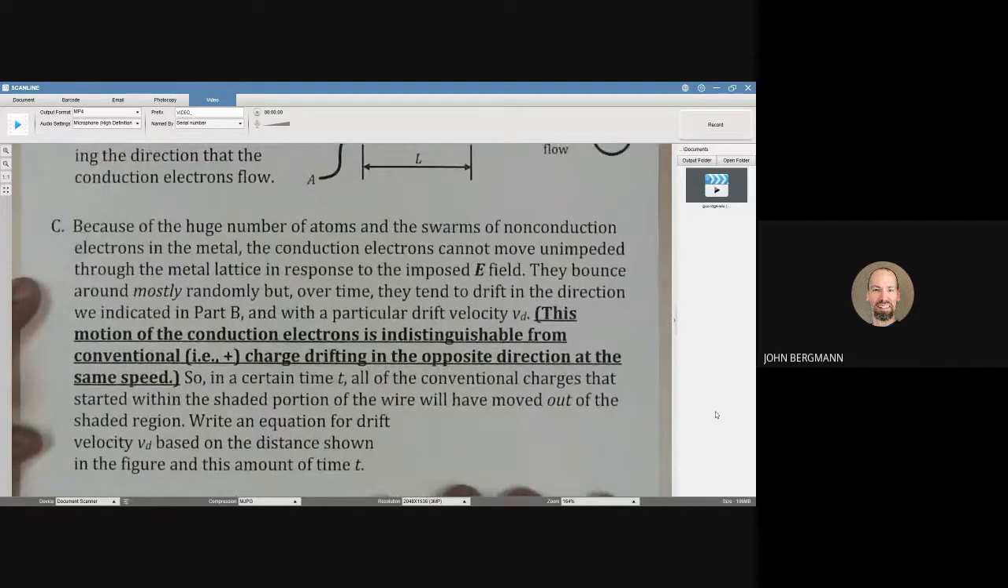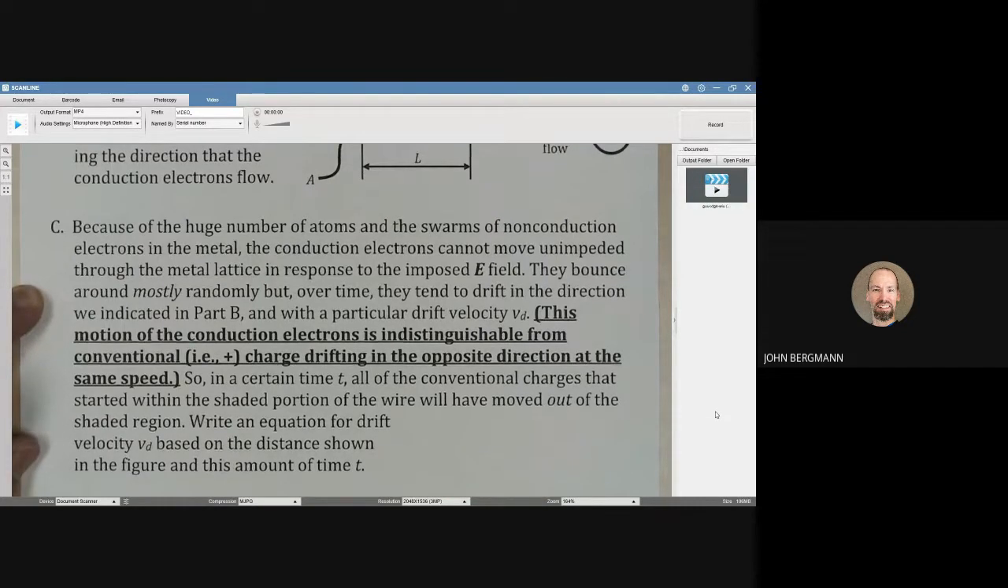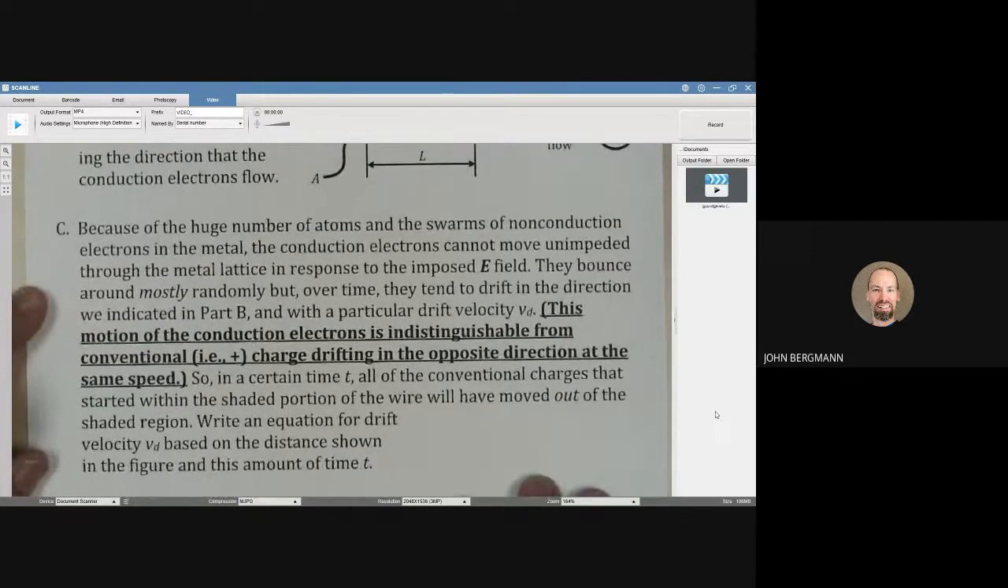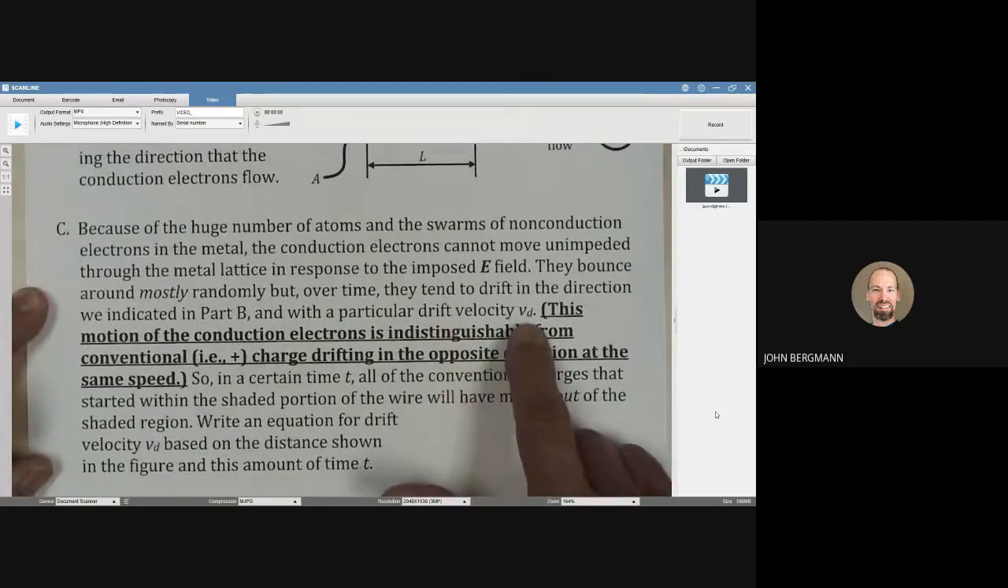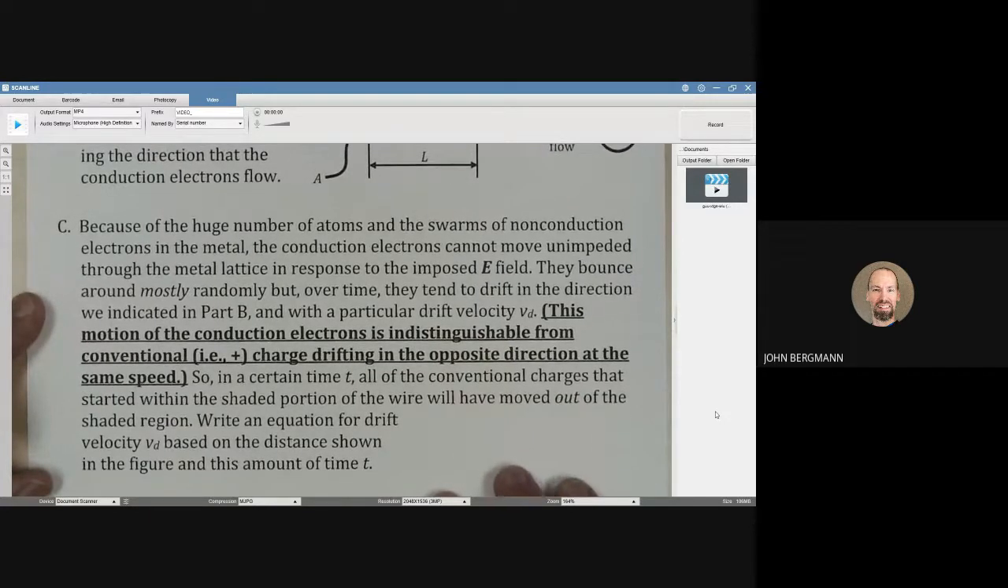Because of the huge number of atoms and the swarms of non-conduction electrons in the metal, the conduction electrons cannot move unimpeded through the metal lattice in response to the imposed electric field. They bounce around mostly randomly, but over time they tend to drift in the direction we indicated in Part B, which you can see at the top of the screen is to the left, with a particular drift velocity, v sub d. This motion of the conduction electrons is indistinguishable from conventional, i.e. positive charge, drifting in the opposite direction at the same speed.